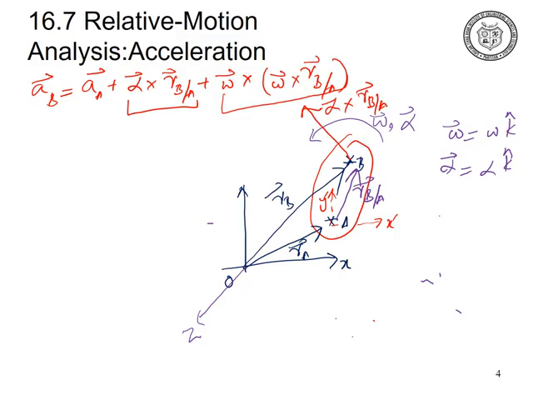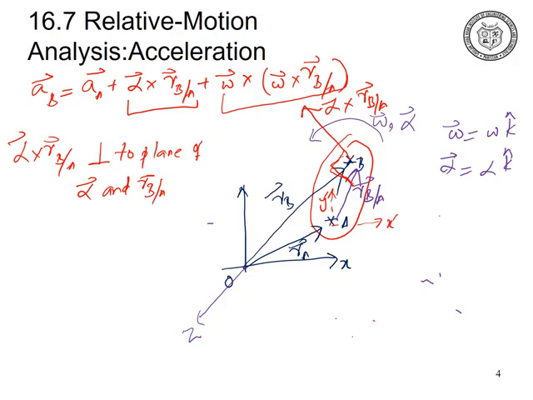Now, you must keep in mind that this alpha cross RB with respect to A has to be perpendicular to the plane of alpha and RB with respect to A. That is, the plane containing alpha and RB with respect to A. The alpha cross RB with respect to A has to be perpendicular to that plane. In other words, it will make an angle of 90 degrees with alpha and RB with respect to A.